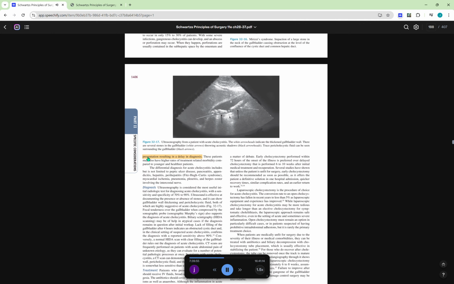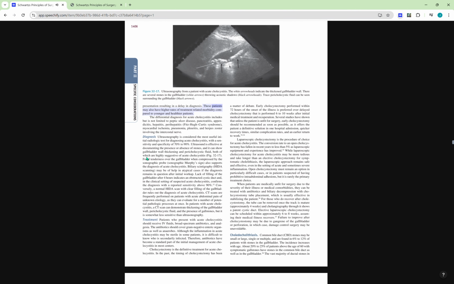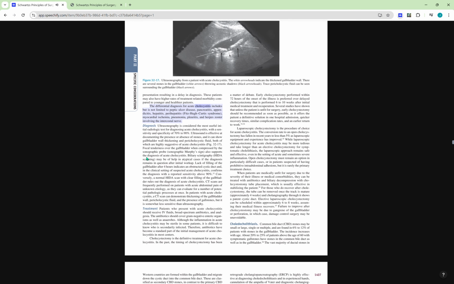In elderly patients and in those with diabetes mellitus, acute cholecystitis may have a subtle presentation resulting in a delay in diagnosis. These patients may also have higher rates of treatment-related morbidity compared to younger and healthier patients. The differential diagnosis for acute cholecystitis includes, but is not limited to, peptic ulcer disease, pancreatitis, appendicitis, hepatitis, perihepatitis, myocardial ischemia, pneumonia, pleuritis, and herpes zoster involving the intercostal nerve.